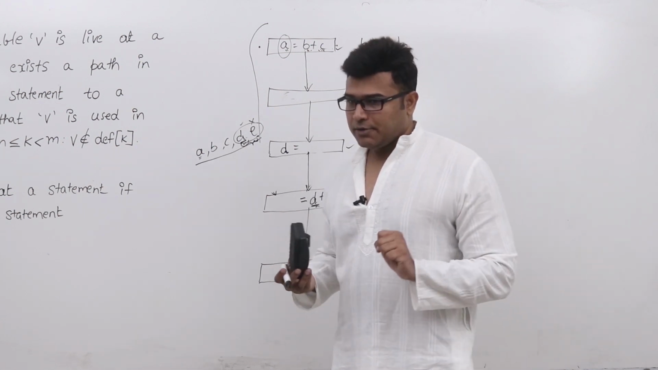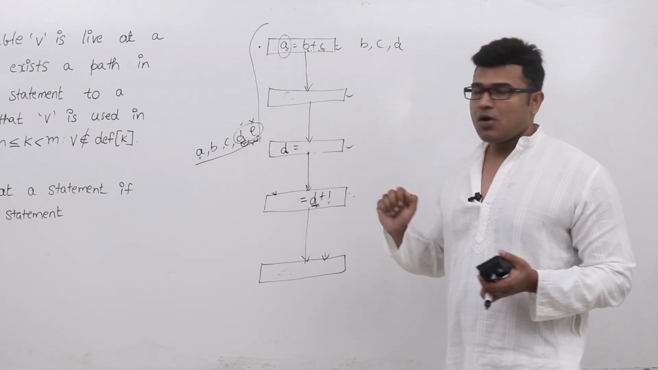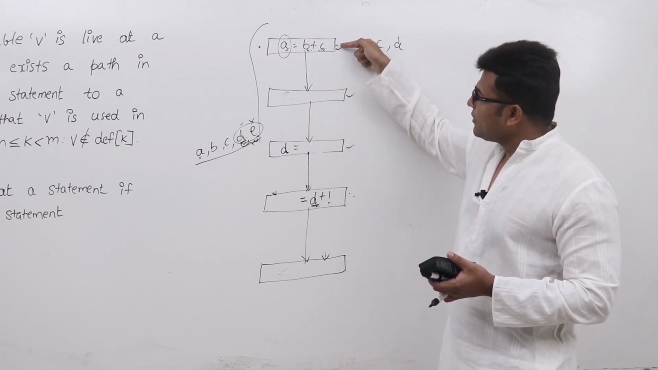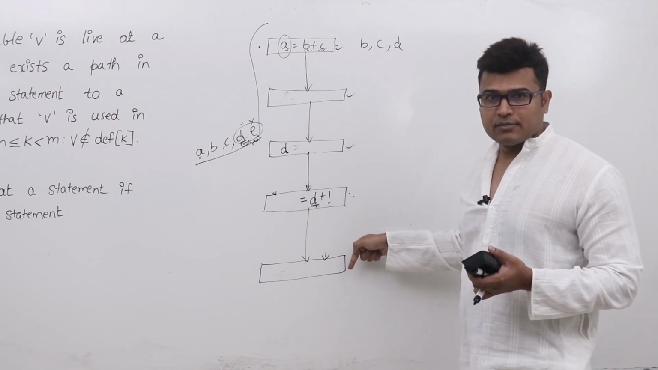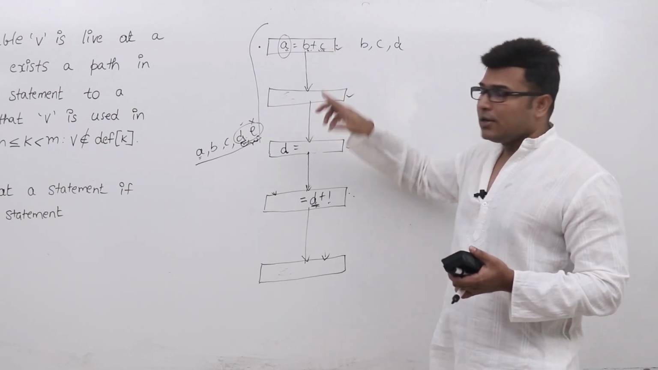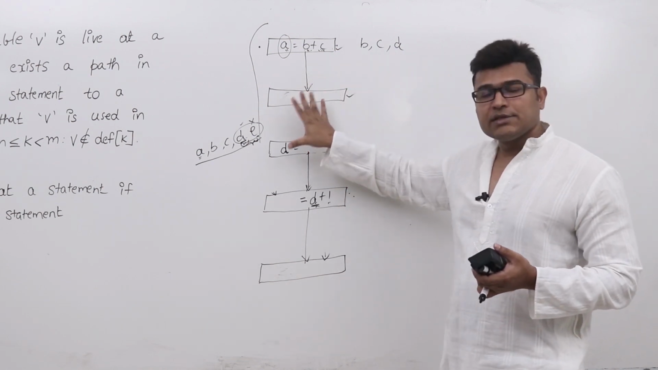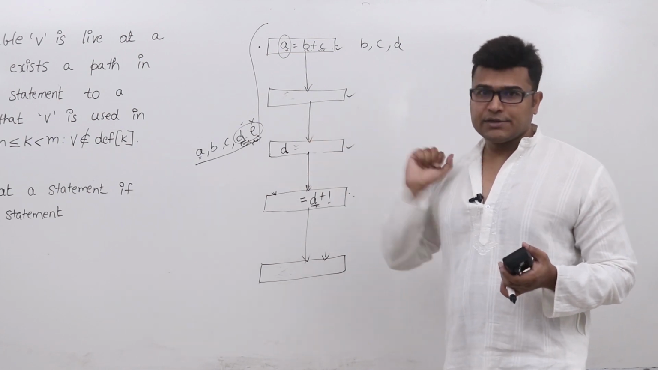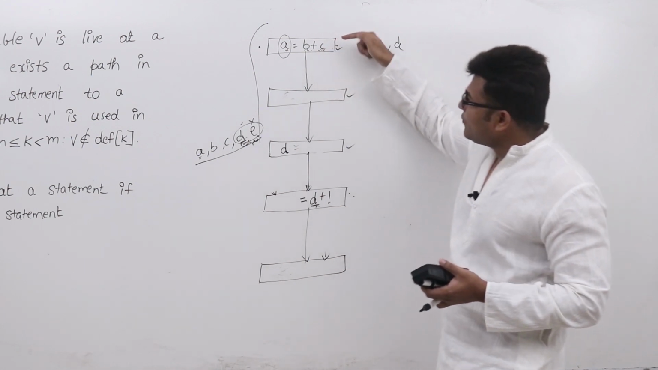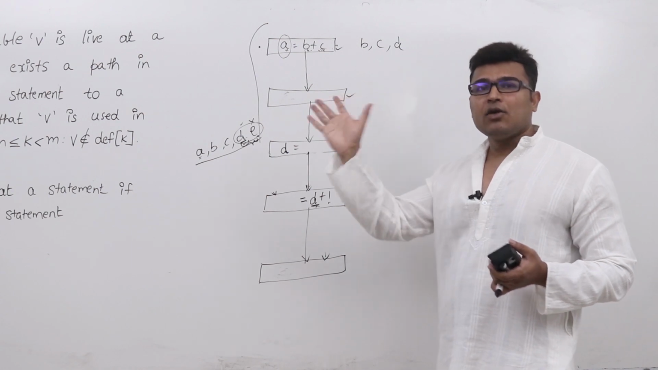But there is a problem here. Now, whatever examples I have taken so far are all programs, and we are doing liveness analysis at every statement in the program, right? And therefore we are able to say at a particular statement whether a variable is live or dead. But this kind of analysis will not be done in the compilers. Okay, why? Because in a compiler, if you have to analyze the liveness at every statement, it is going to take a hell of a lot of time.